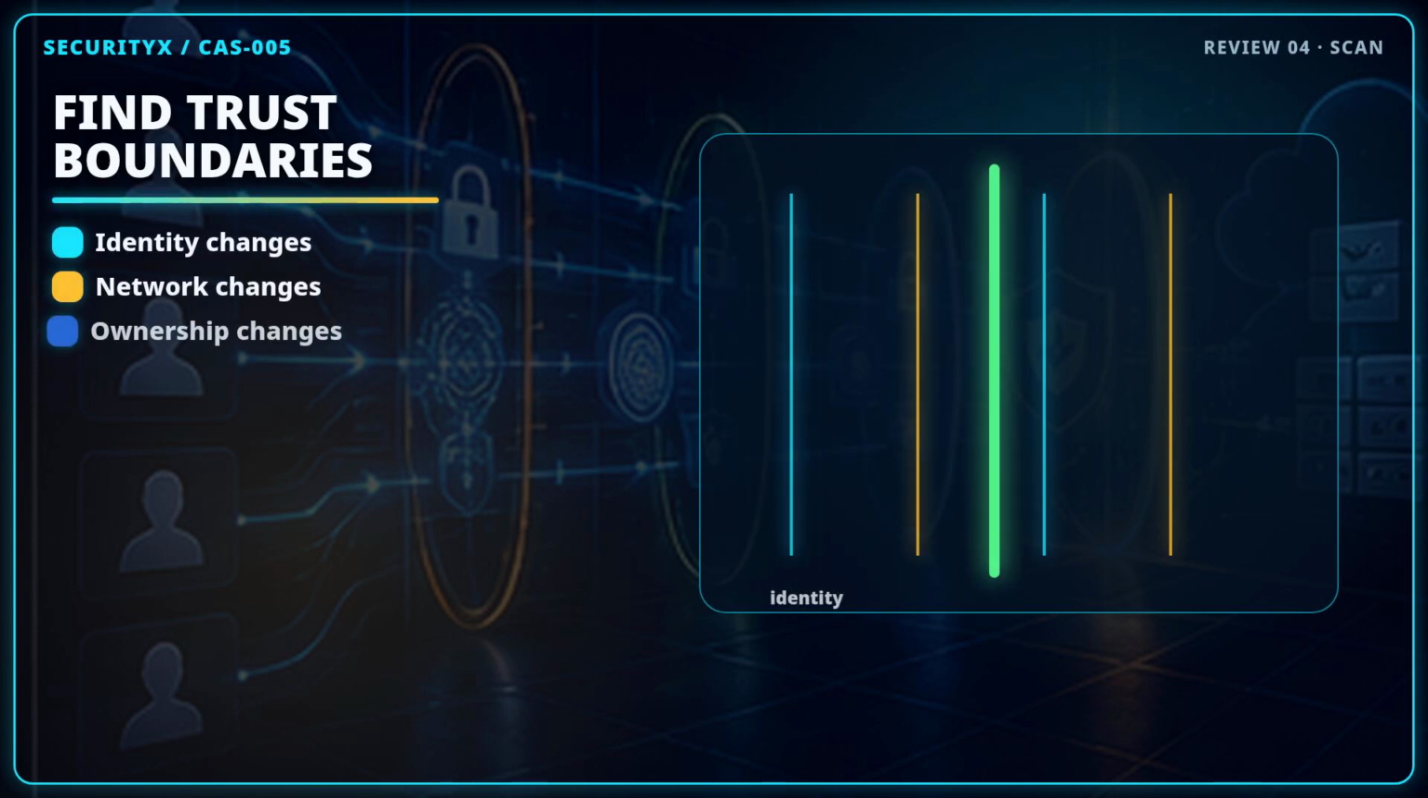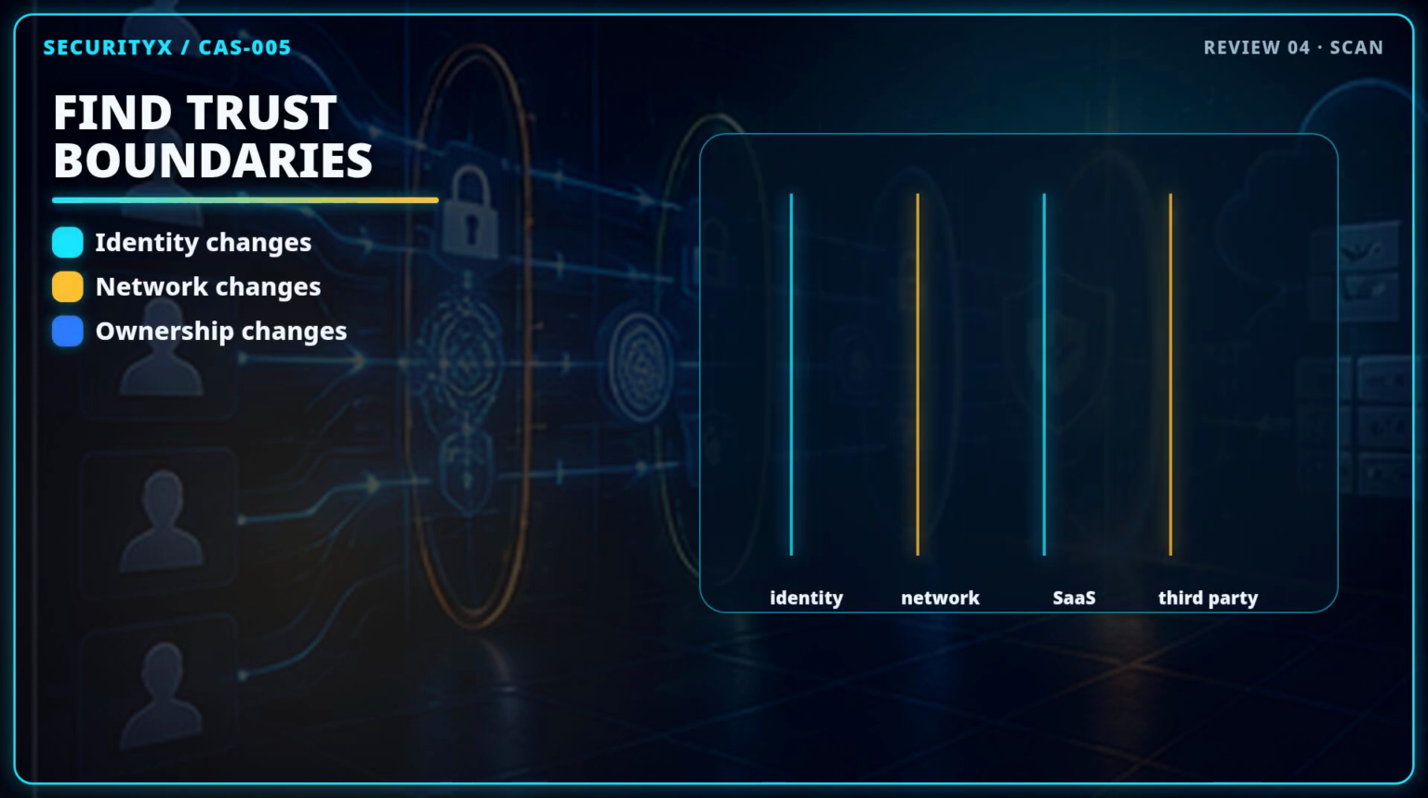Next, identify trust boundary crossings. Identity changes when a contractor signs in. Network trust changes when traffic leaves the corporate environment. Ownership changes when data enters SaaS or a third party. Boundaries tell you where controls belong.